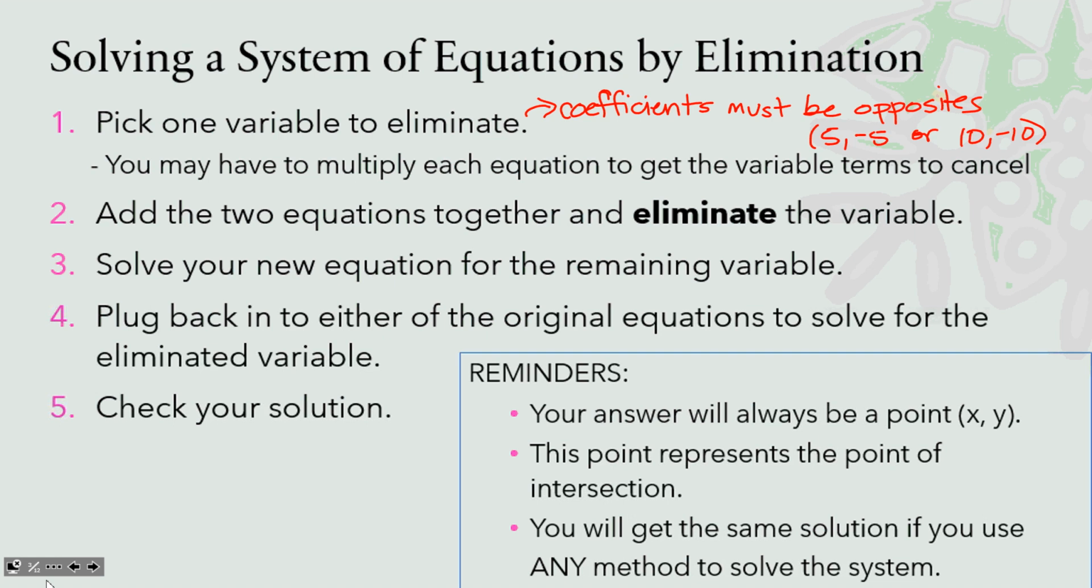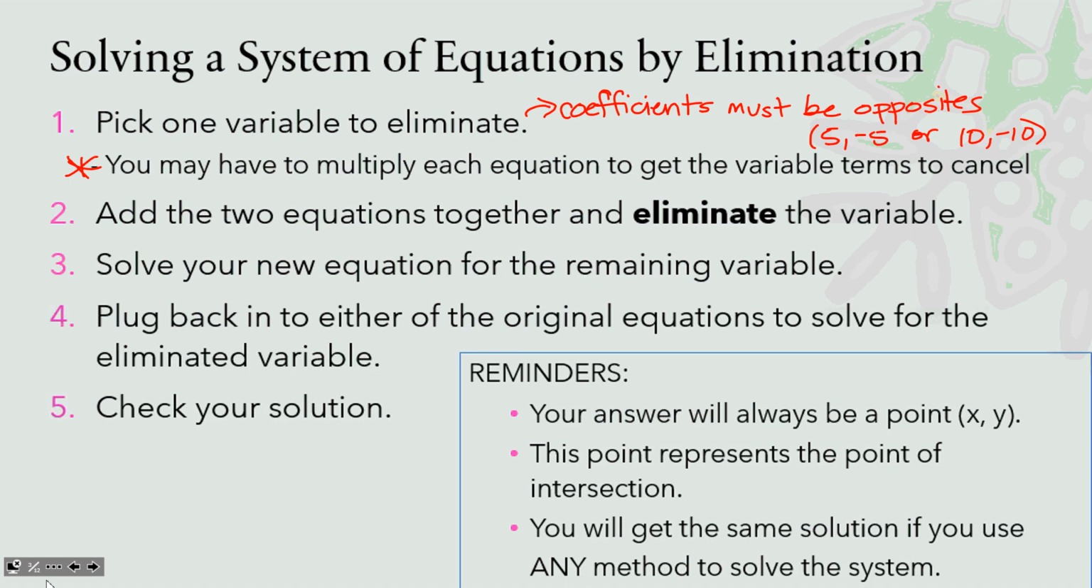In order to cancel out, I have to add a number to its opposite. And so this little note here, you may have to multiply each equation to get the variable terms to cancel. We're going to come back to that in a little bit. We won't worry about that right now. But then we're going to add the two equations together and eliminate the variable.